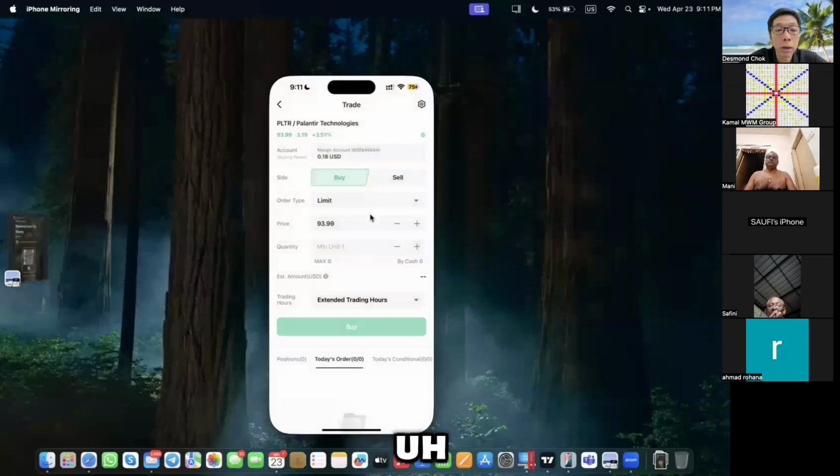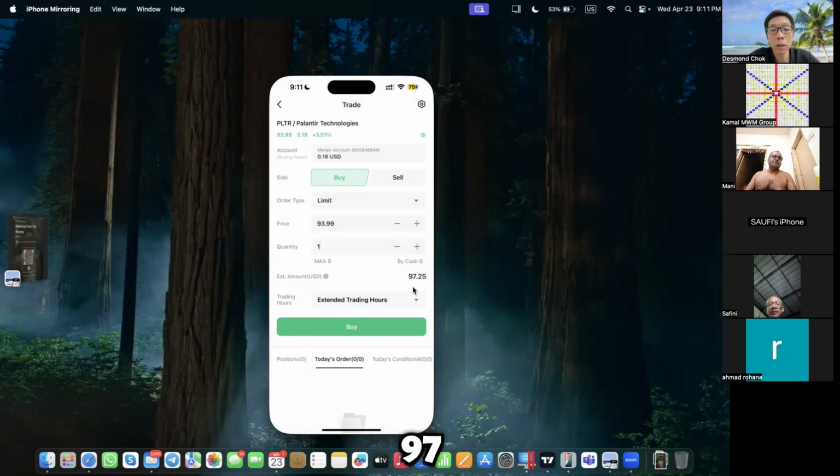And then what else? Okay, for US, it's not the same like Malaysia. Malaysia, one lot is 100 share. This one, you can buy as low as 1 unit. So minimum 1 unit. No need 100 share.